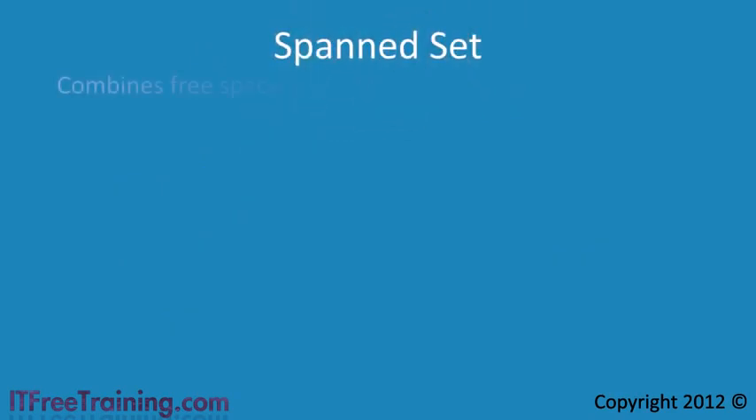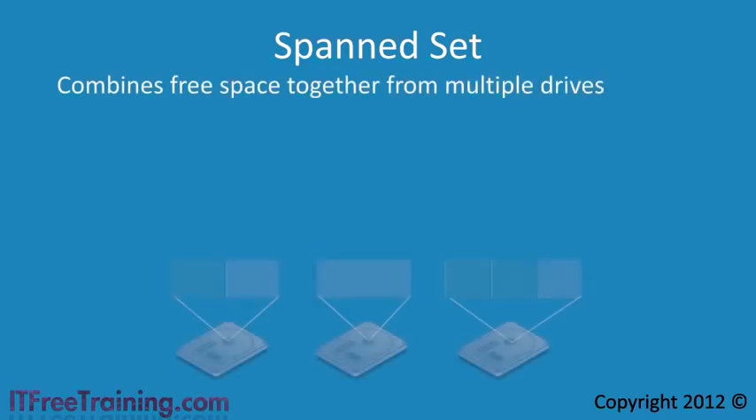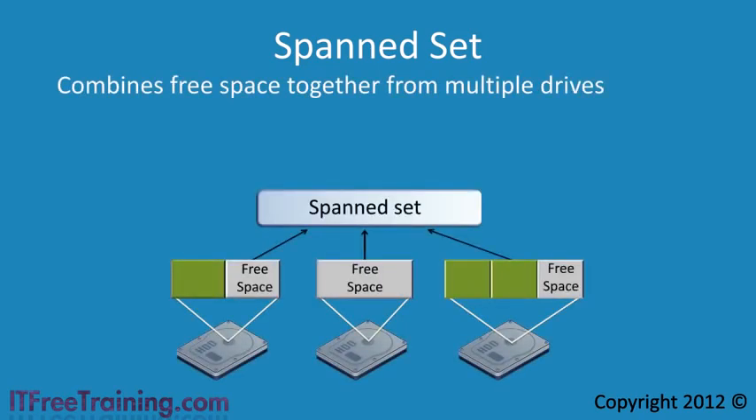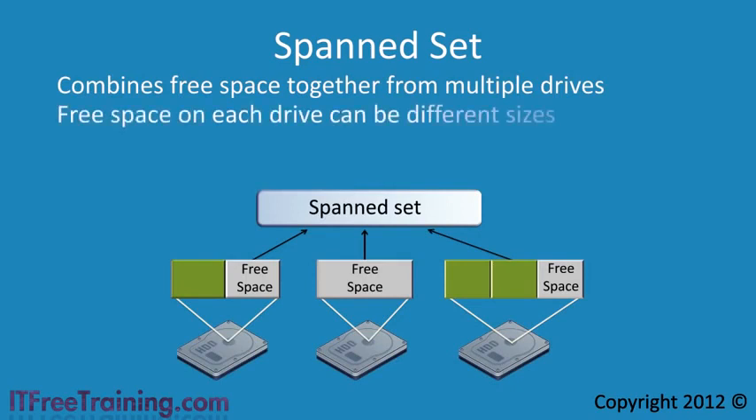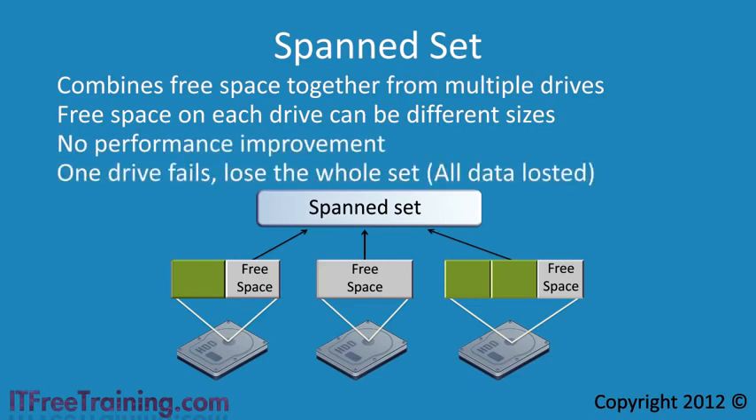A spanned set combines all the free space from multiple drives into one logical hard disk. The free space on each drive can be different sizes and is a good way of making use of free space without having to create multiple drives, each with their own drive letter. Creating a spanned set allows you to use the free space that may have otherwise been wasted, but it does not give any performance improvements. Also, if one drive fails in the set, all the data in the spanned set will be lost.